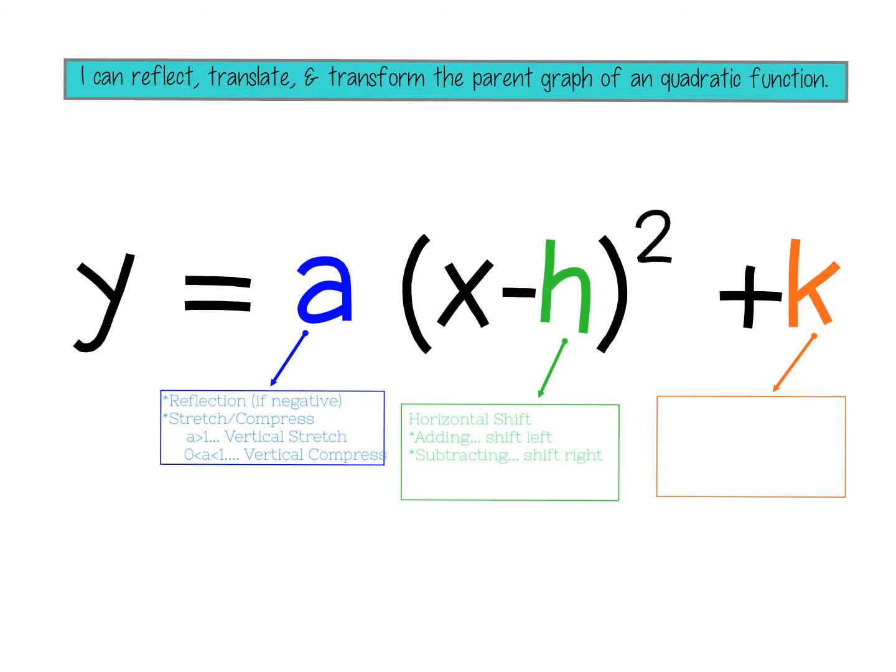So the h determines the horizontal shift. So if I'm adding, I shift to the left, and if I'm subtracting, I shift to the right. So if this sign is plus, I shift to the left. If this sign is subtract, I shift to the right.